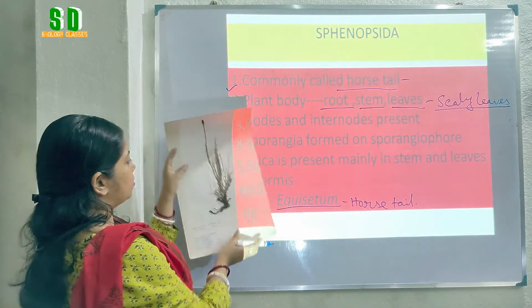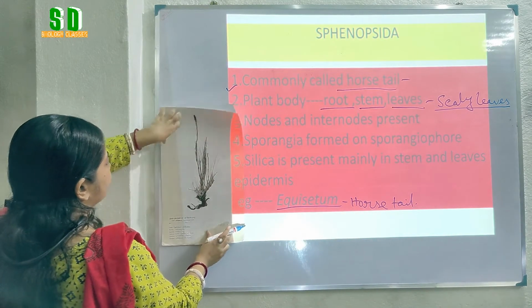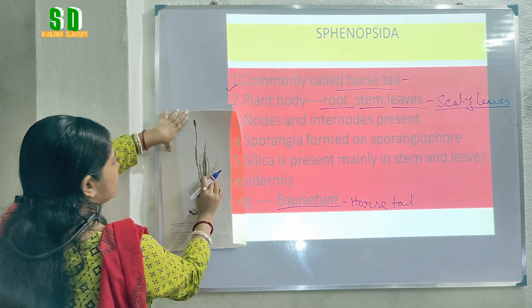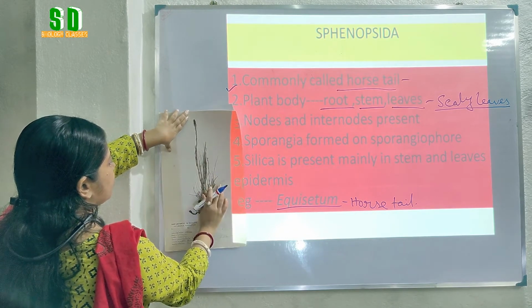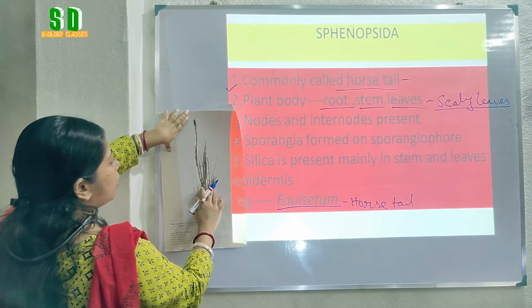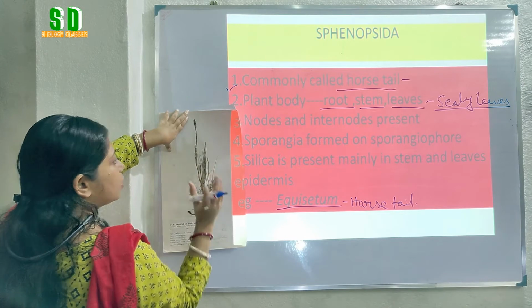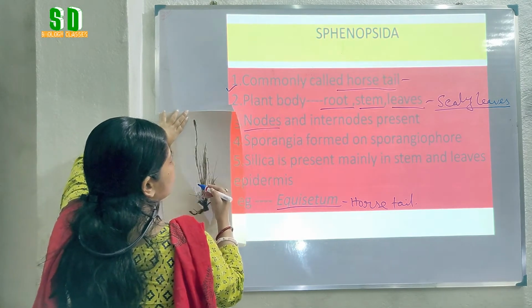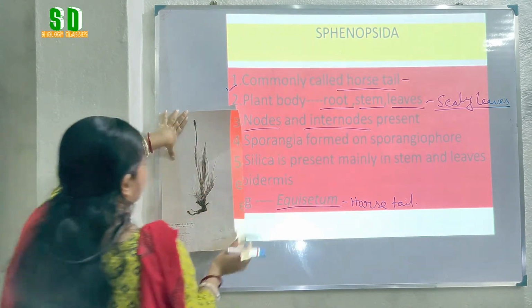So here I am showing you the herbarium sheet of the Equisetum. Here you can see the thread-like leaves. These are actually brown colored thread-like leaves, and the leaves are arising on the stem at specific points that are called the nodes. So here we can see the nodes and internodes are present.